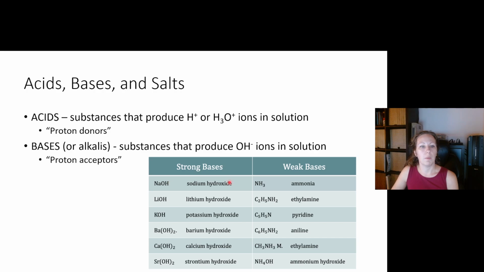Because this hydroxide ion is negatively charged, it is going to be attracted to protons, and so another word for bases is proton acceptors. They're willing to accept a proton. Now I'll point out these weak bases. These don't necessarily have hydroxide, but they are still bases for other reasons that we're not going to really get into right now.